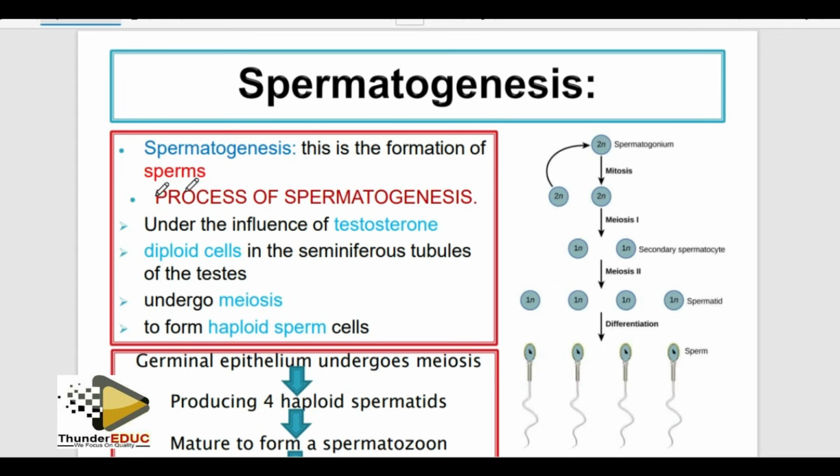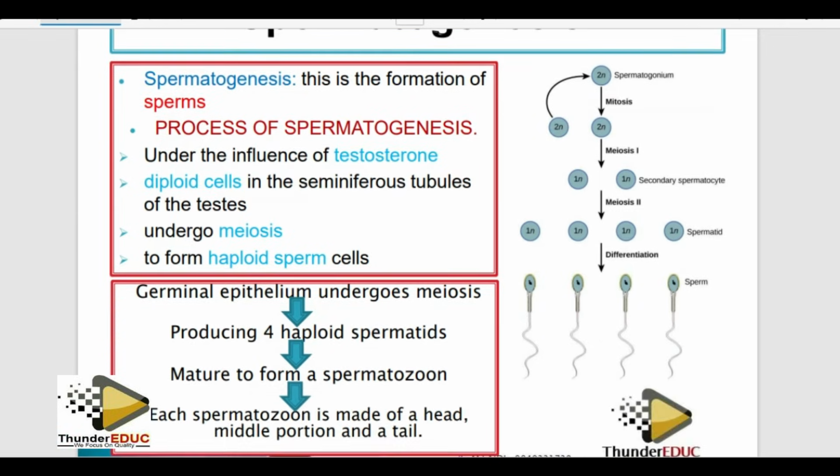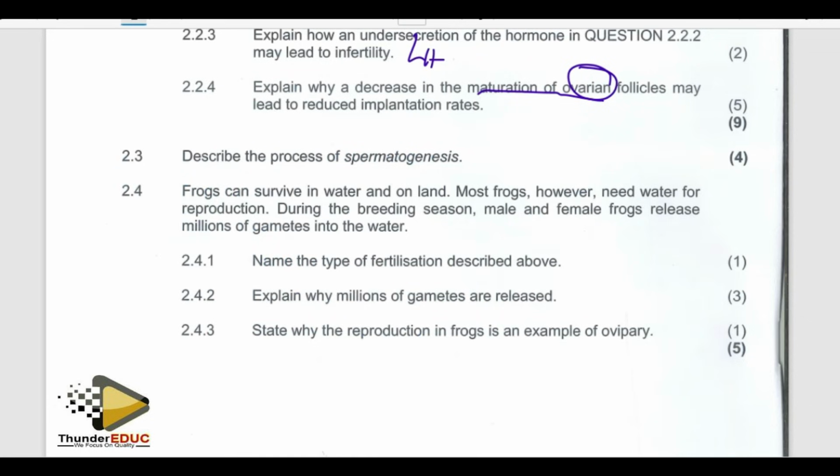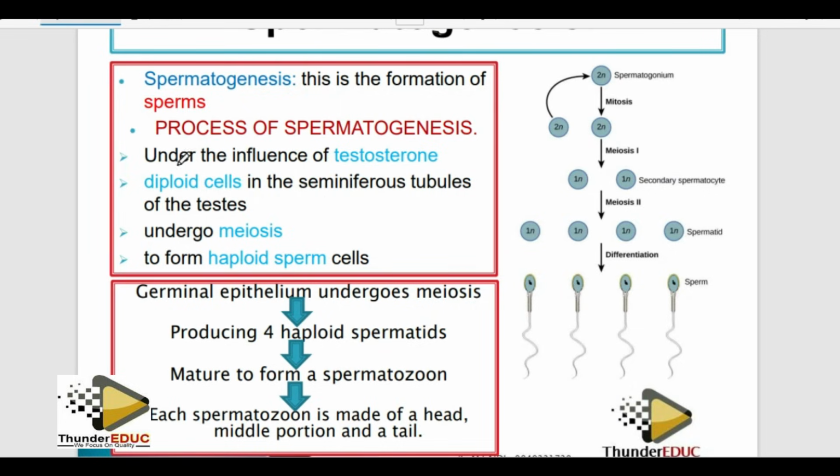Spermatogenesis is the formation of the sperms. Process. Check what they are looking for. How many marks? 4 marks. Under the influence of testosterone, 1 mark. The diploid cell, another mark, in the seminiferous tube will undergo mitosis to form 4 haploid sperm cells. Simple. 4 marks are there waiting for you.